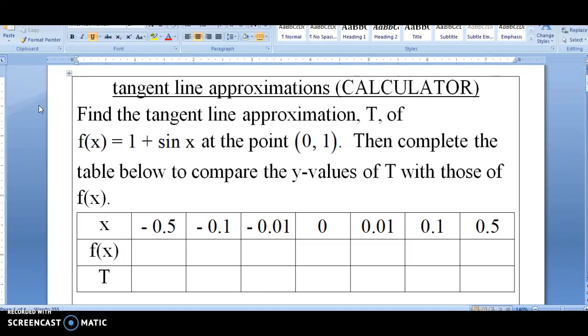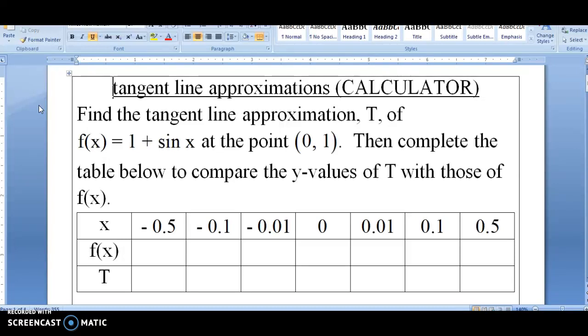We'll start by reading the problem here. Find the tangent line approximation, capital T, of the function f of x equals 1 plus sine of x at the point 0, 1. Then complete the table below to compare the y values of capital T, our tangent line, with those of the function f of x.